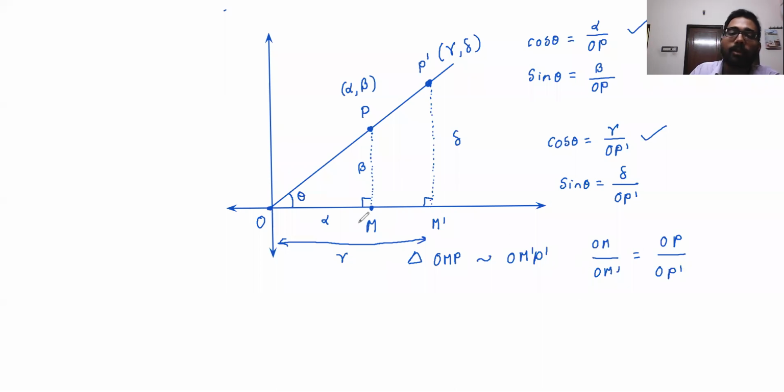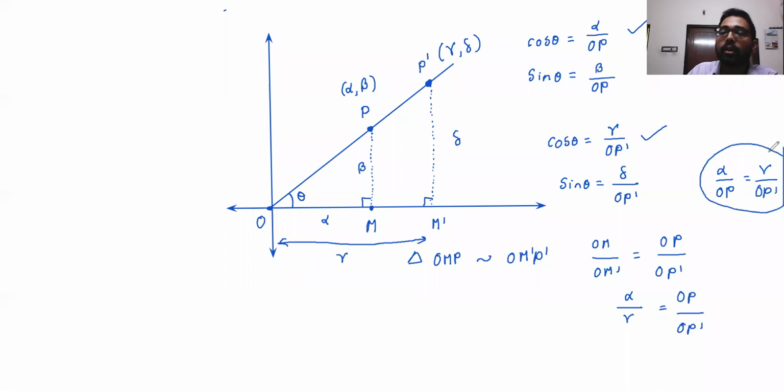And now what is OM? OM is nothing but alpha, and OM' is gamma, so alpha upon gamma is equal to OP upon OP'. So now you see alpha upon OP is equal to gamma upon OP'. So that's it. Now here we have easily proved that alpha upon OP is equal to gamma upon OP'.